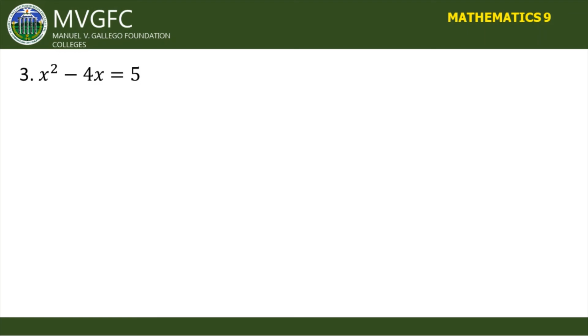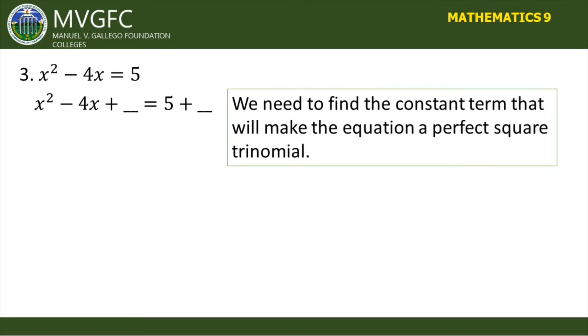Now, let's have number 3 example. For number 3, we have x squared minus 4x is equal to 5. As you can see, this is already in the form of ax squared plus bx is equal to c. So with that, we can have x squared minus 4x plus blank is equal to 5 plus blank. Okay, since the value of c is not equal to 0, we need to find the constant term once again that will make the equation a perfect square trinomial.